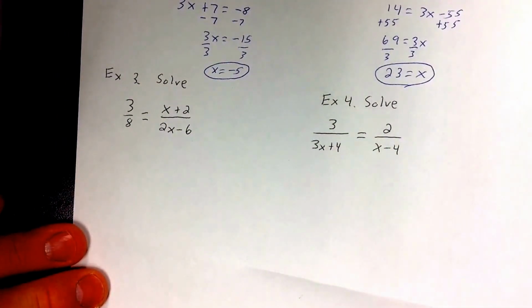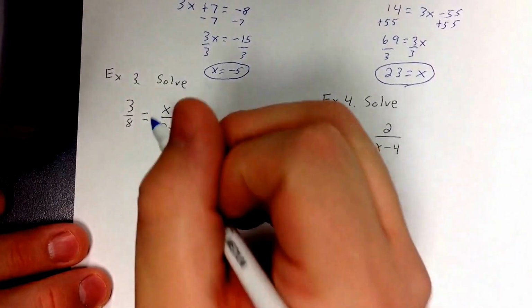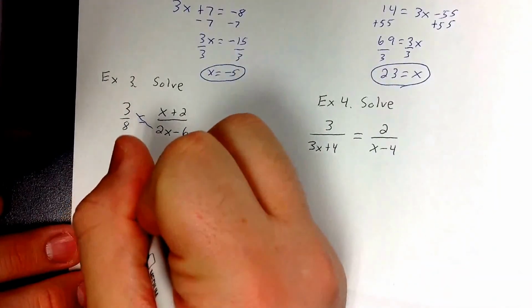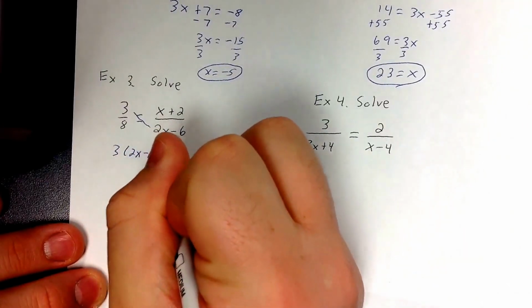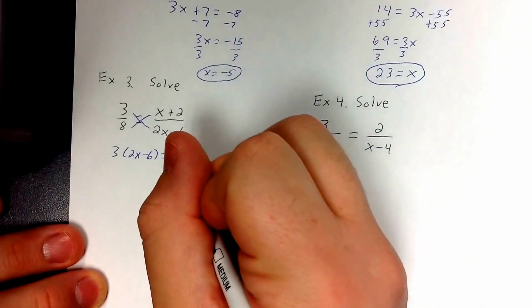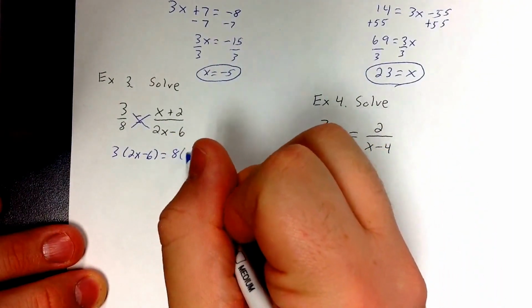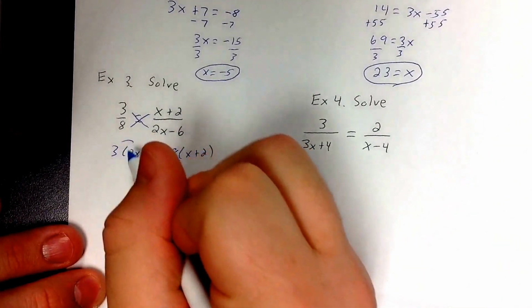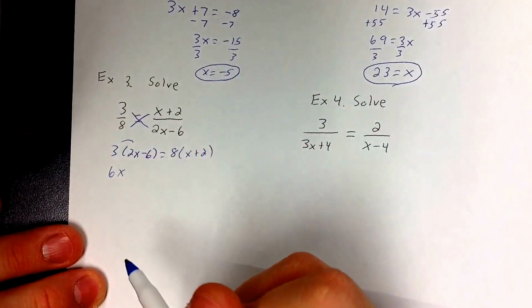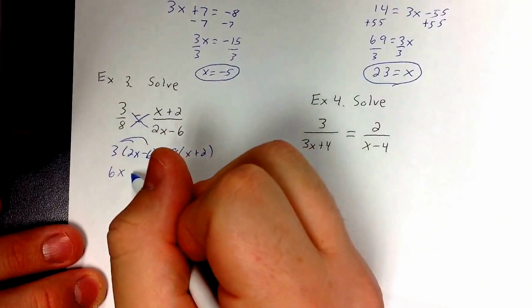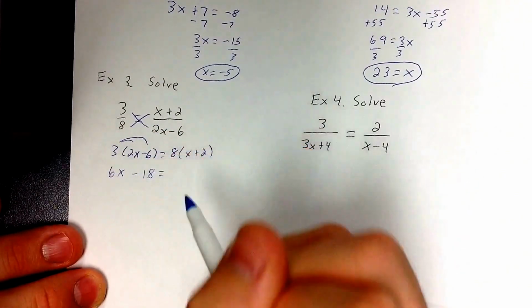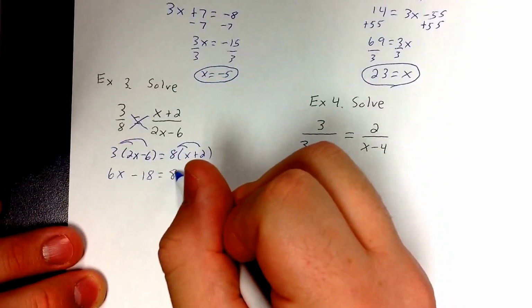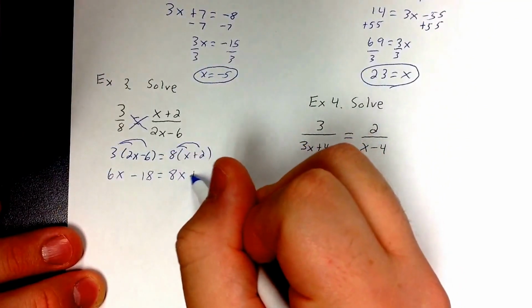Okay, example 3, 3 over 8 equals x plus 2 over 2x minus 6. So again, I'm going to multiply diagonally. So I've got the 3 times 2x minus 6 equals 8 times x plus 2. So I distribute. 3 times 2x is 6x. 3 times negative 6 is negative 18 equals 8 times x and 8 times 2. So 8 times x is 8x. 8 times 2 is positive 16.